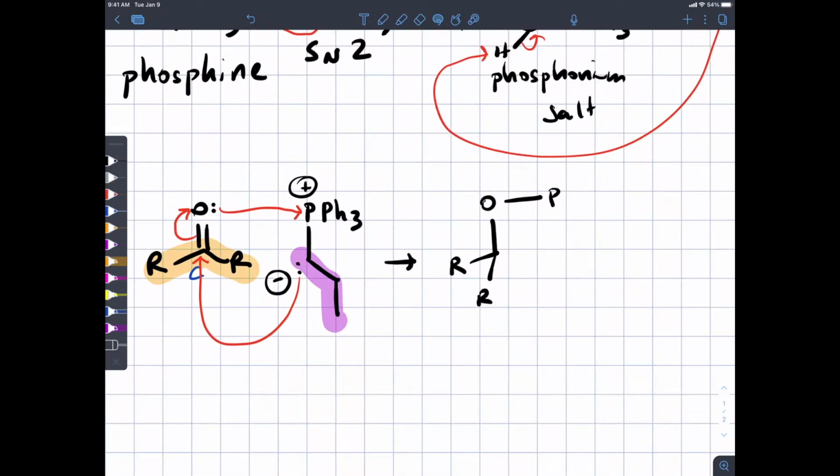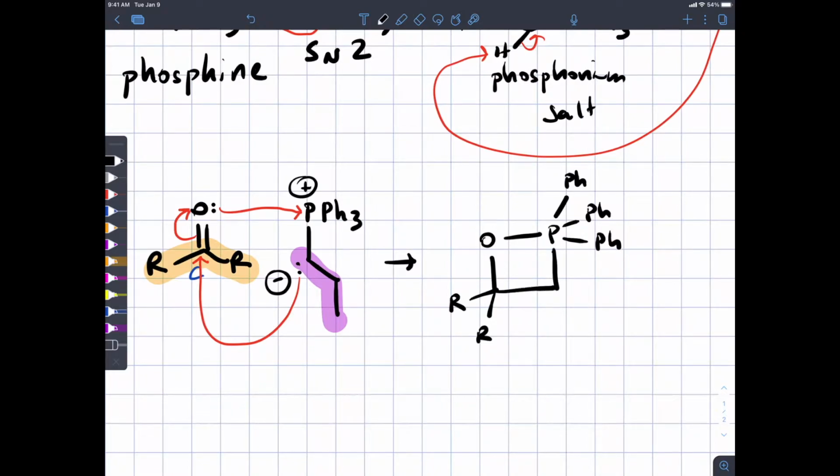But it's possible because of the strength of phosphorus-oxygen bonds. So here are our 3 phenyl groups on the phosphorus, and then here is the other alkyl group. Here's the 2 new bonds that we made. All right. This is a 4-membered ring intermediate, and your text names it, but we don't need to worry about the name of it.